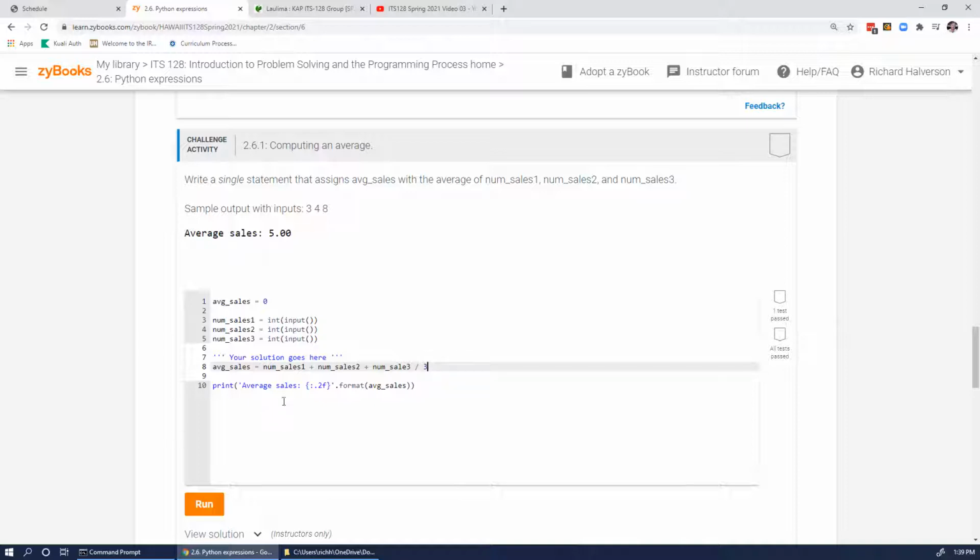Except it's not really that, because if we leave it this way, the first thing it's going to do is divide this by 3, because division has precedence over addition.